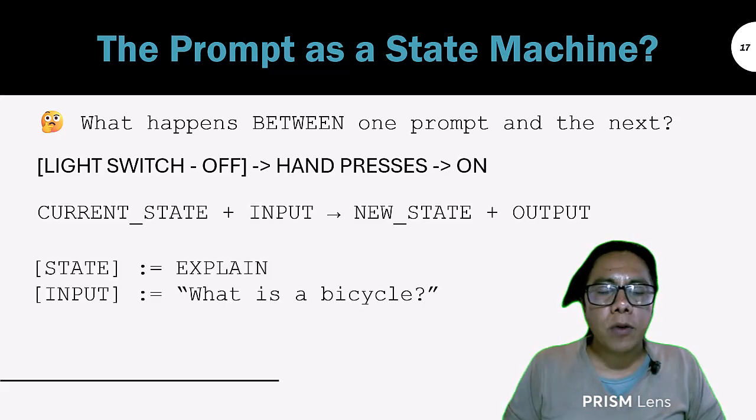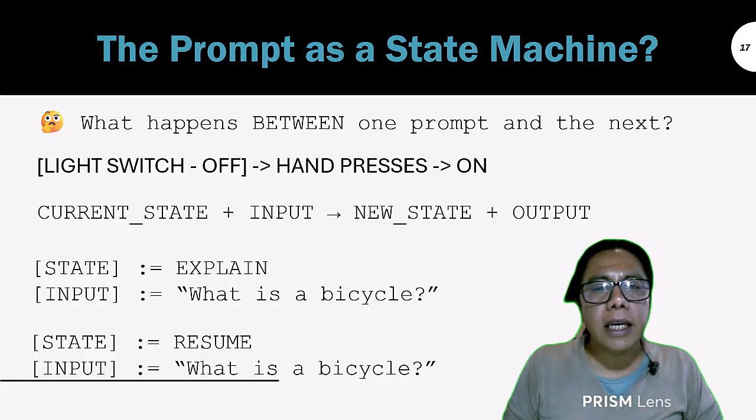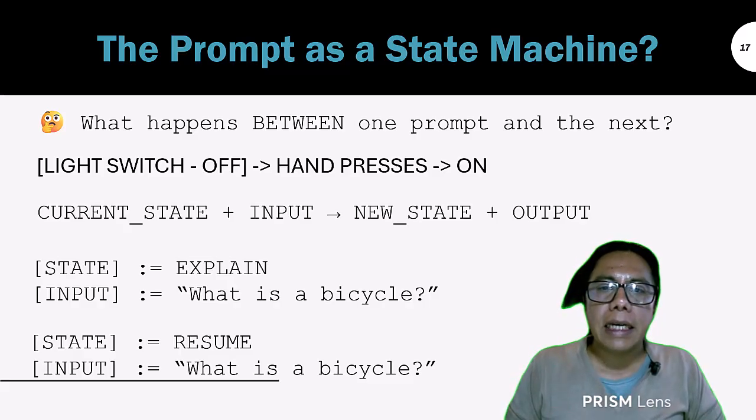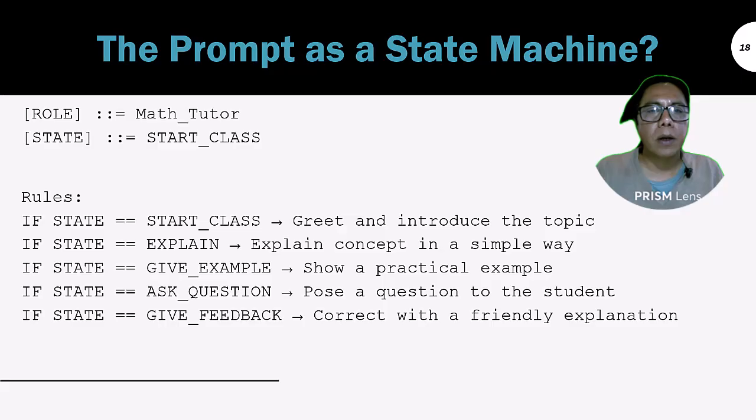Artificial intelligence doesn't just respond, it maintains a state. There is an expected output, a simple explanation. If we change the state, the behavior changes. It is still the same model, but with a different state, different behavior, yet it's being controlled. When we have a prompt where we tell it that it's a math teacher, it has a flow of rules, where it flows state by state, such as start class, explain, give examples, ask questions, give feedback. We can define more states.